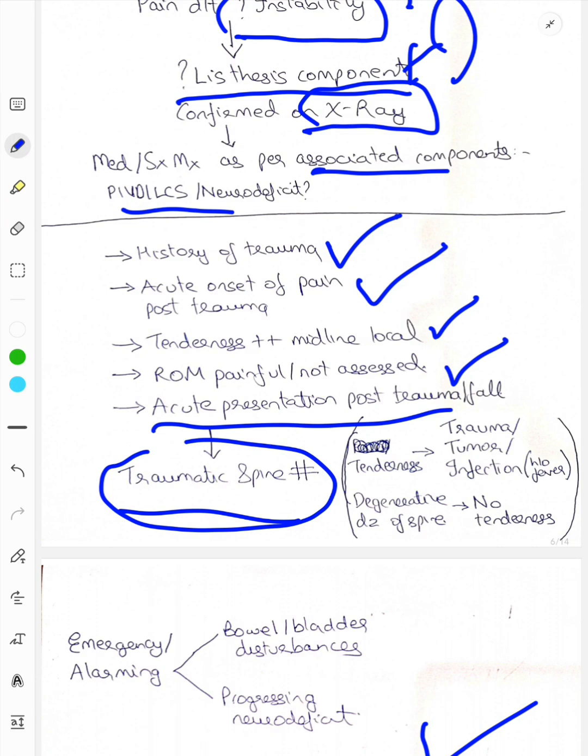Now, whenever there is tenderness in the spine, you are looking at a picture of either trauma, tumor or infection. So whenever there is history of fever or constitutional symptoms, you are looking at a picture of infection along with pain, right? When there is history of weight loss or other significant associated factors, you are looking at a tumor picture. And trauma, the history says everything, right? In degenerative disease of the spine, there is usually no tenderness. Tenderness is present in these three conditions, right?